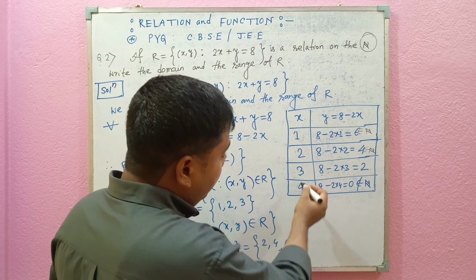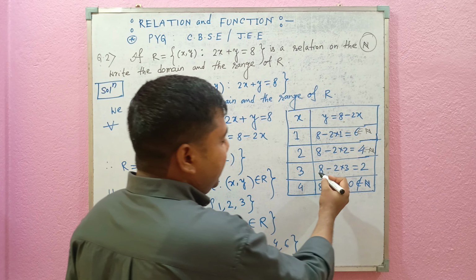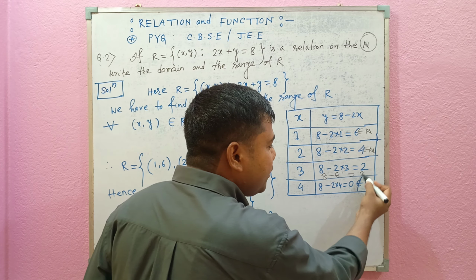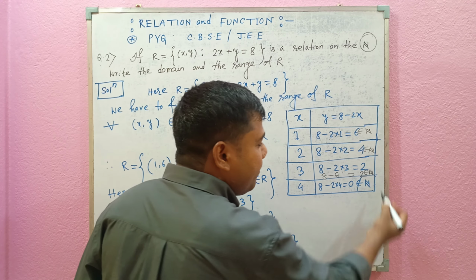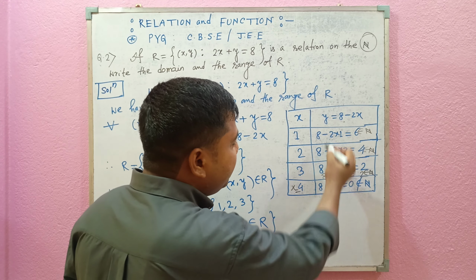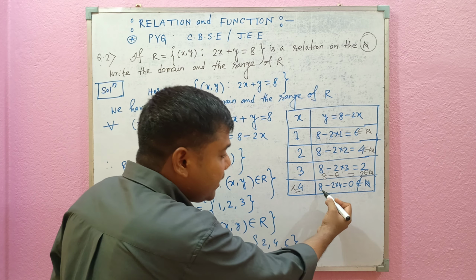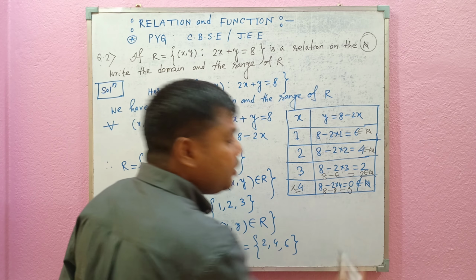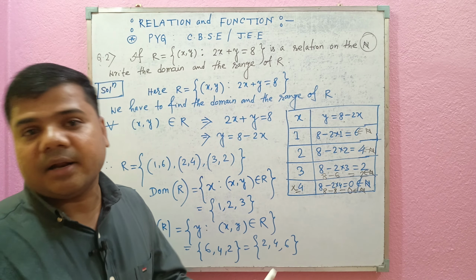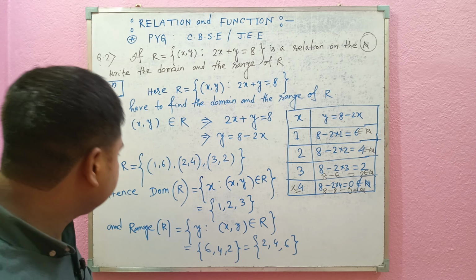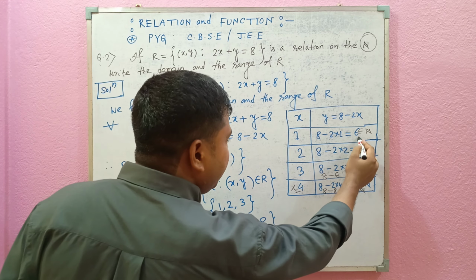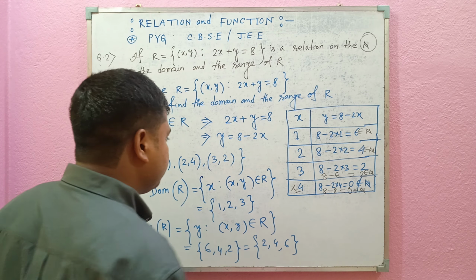And if we put x is equal to 3, then it becomes 8 minus 2 threes are 6, that is 8 minus 6 is equal to 2, which belongs to the set of natural numbers. And if we put x is equal to 4, then it becomes 8 minus 2 fours are 8, that is 8 minus 8 is equal to 0, which does not belong to the set of natural numbers. We know that 0 is not a natural number. Hence, we have the relation R is equal to (1, 6), (2, 4) and (3, 2).